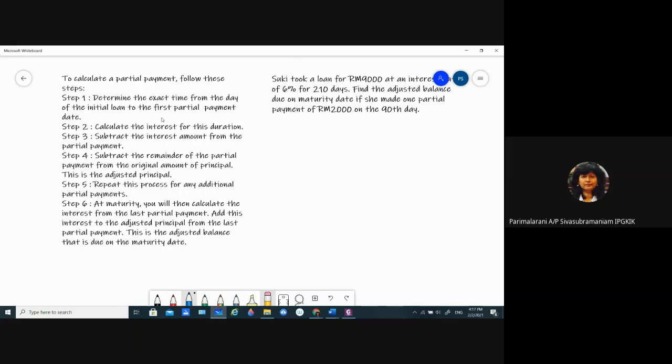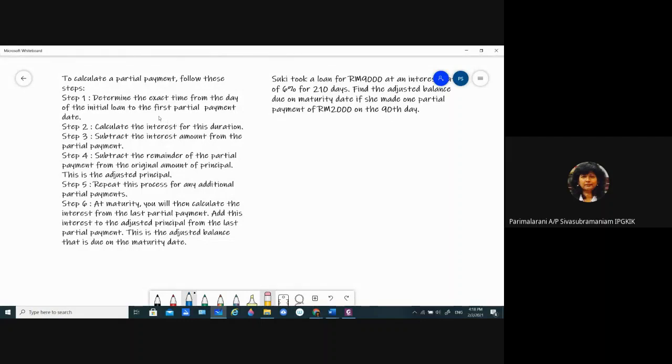It depends on the bank. You can pay it back as a lump sum at the end, or maybe the bank will require you to pay it every month. Even if you pay every month, at the end, you still pay only 1,100. So sometimes when we have taken a loan, maybe in between you have some extra money and you want to settle this loan. So you make a partial payment.